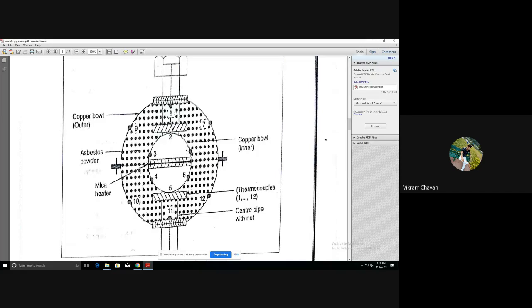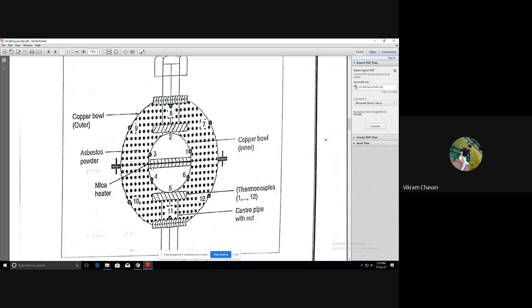The dots you can see in the diagram are the insulating powder. Here in the diagram it is shown that support is provided for the inner sphere from the bottom side and from the upper side to maintain the location of the inner sphere. Now, how to perform the experiment, that is most important.